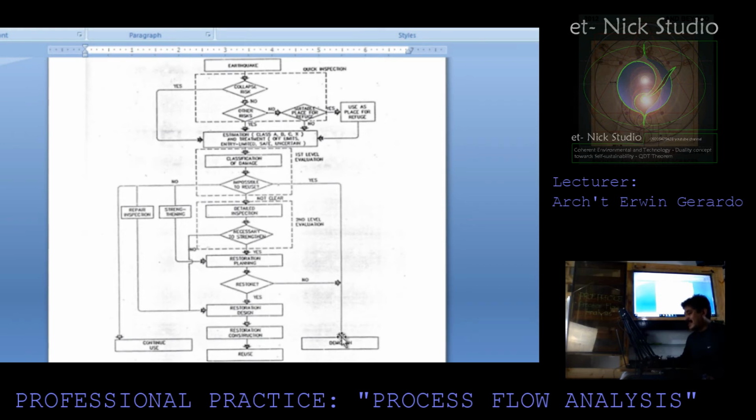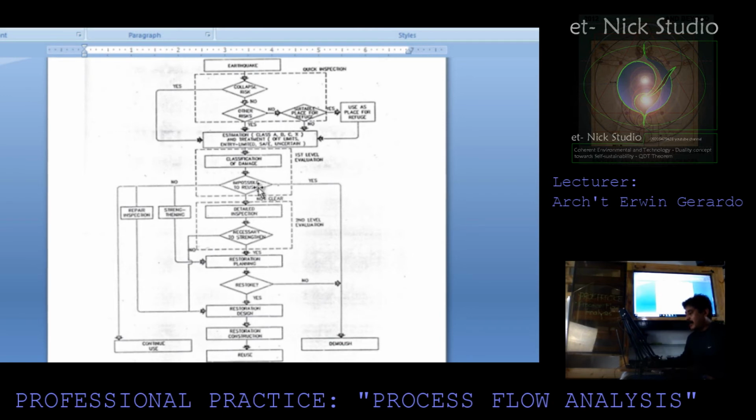to demolish the building. While if it is still possible to restore, then yes, restoration design will be imposed. Then restoration construction will be utilized after this. The building will be reused once again.